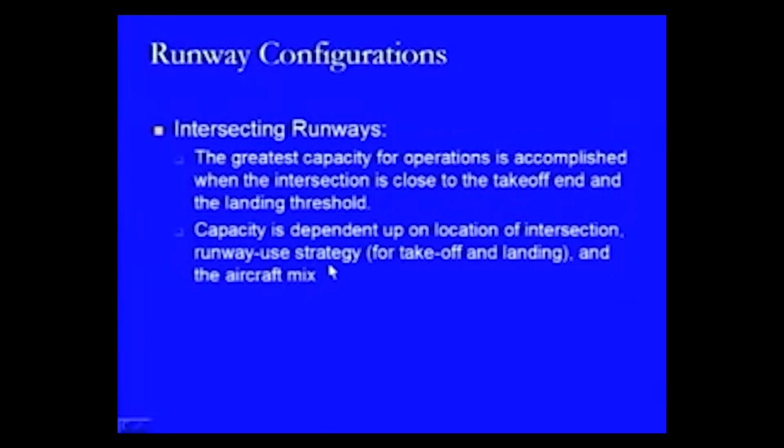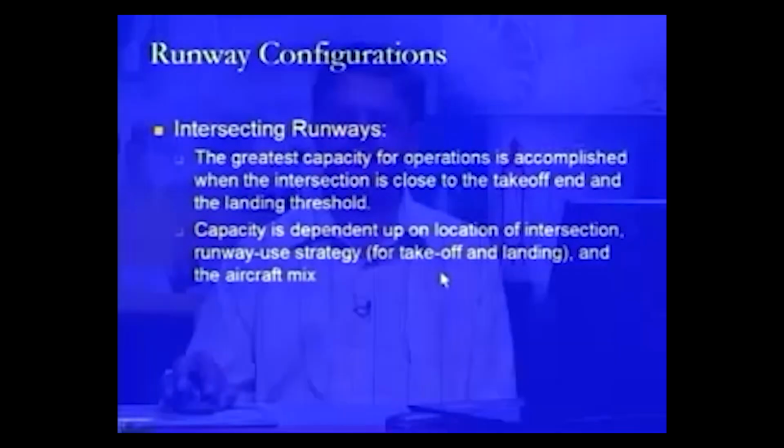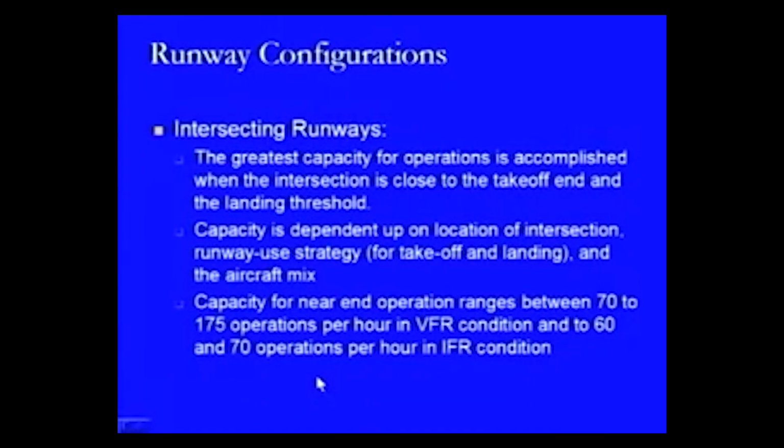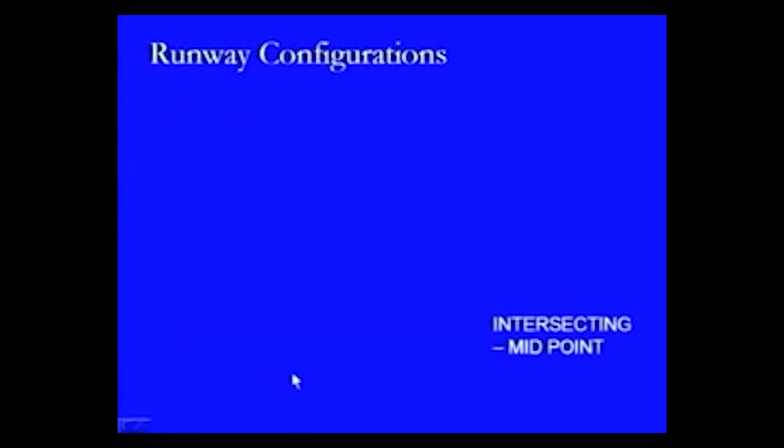And the runway use strategy is another case, that is how we are going to utilize the two runways for the two different operations, that is takeoff and landing, and what is the type of the mix of the aircraft on that. So, these are the factors which will create an effect on the capacity in the case of intersecting runways. The capacity for near end operation ranges between 70 to 175 operations per hour in VFR condition and 60 to 70 operations per hour in IFR condition. So, under VFR condition, we can see the capacity of the airport has increased manifold as compared to the previous conditions.